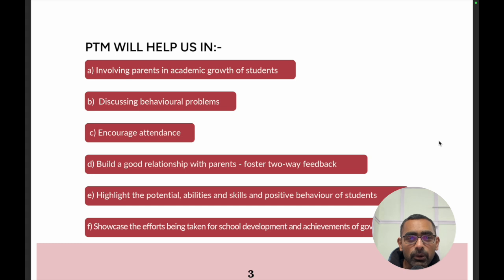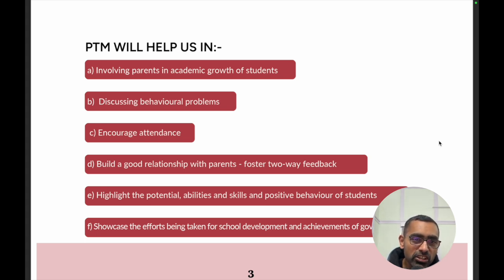Discussing behavioral problems. Now, in the teenage years, there are a lot of behavioral patterns, behavioral issues which are there. Why a kid is behaving in a certain way which may not be correct. To understand that, parents must understand what is happening in school. They must understand from where this is coming, and that is why these PTMs can really help.